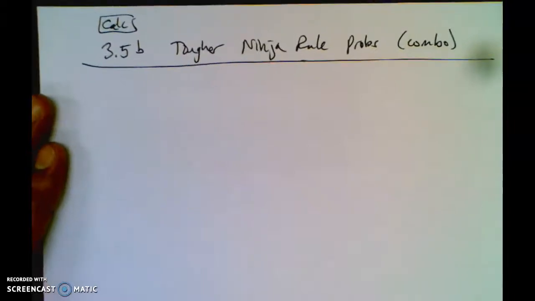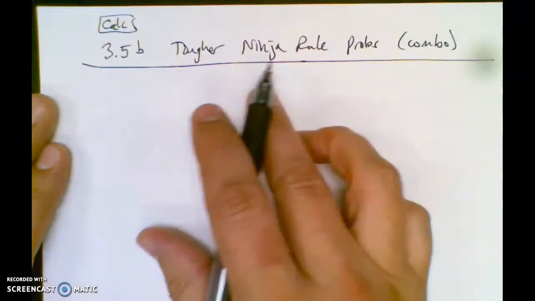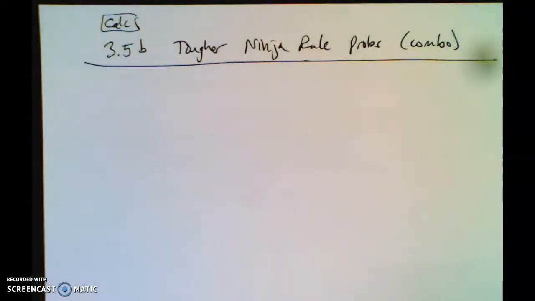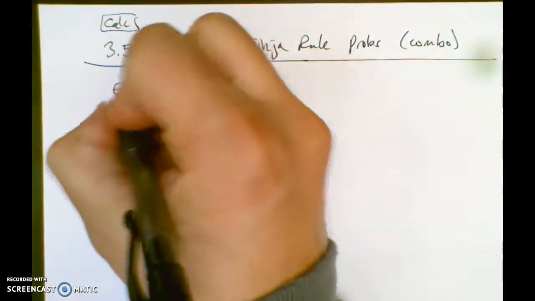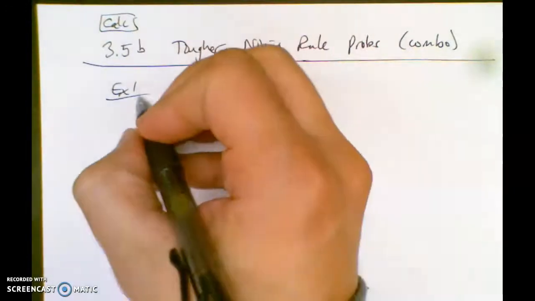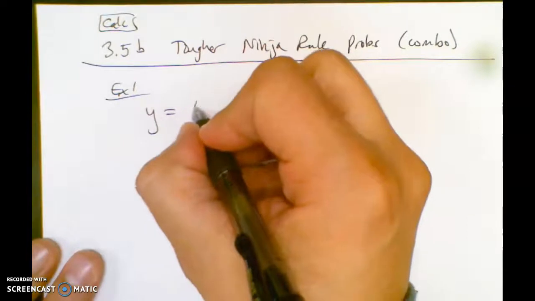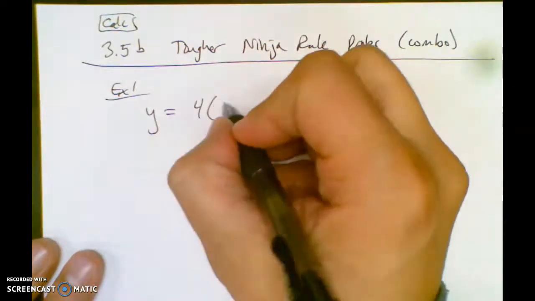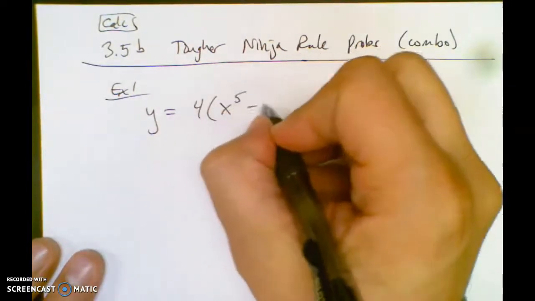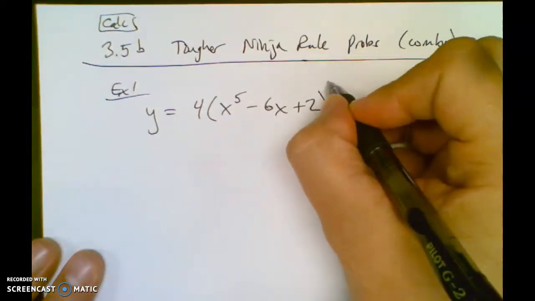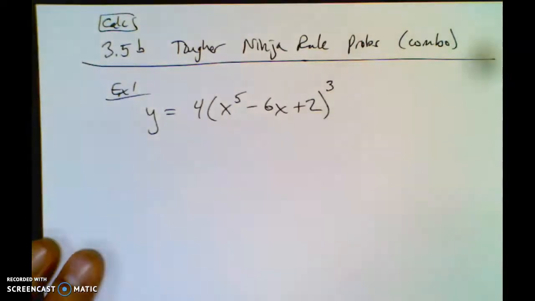All right, so what we're going to do here are the tougher ninja rule problems, which I call combo problems. They have the ninja rule in it, but usually they're going to have another rule also. So we've already done normal ones. Just a quick example, if you had something like y equals, let's go with 4 times x to the fifth minus 6x plus 2 raised to the third, right?